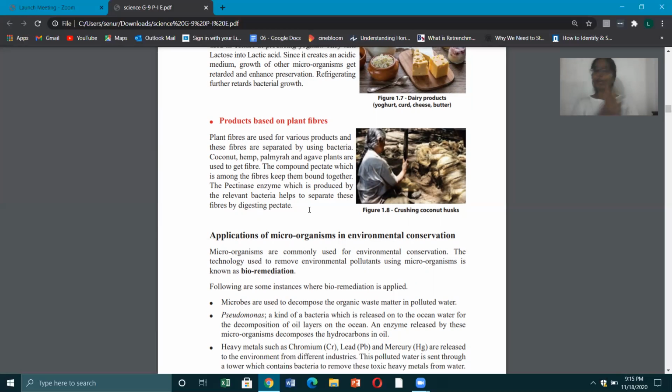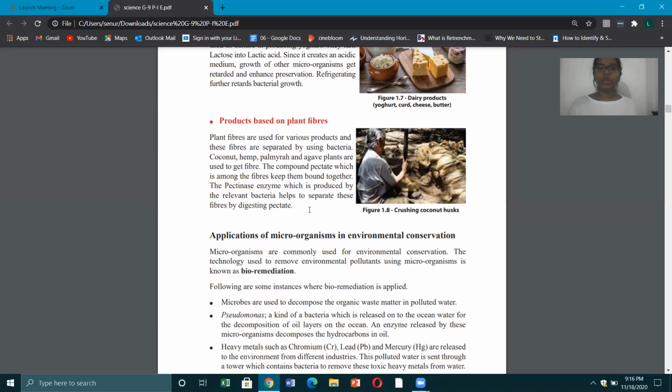Now, the fibers in plants, let's take the 5 fingers of my hand. Just imagine these are the fibers. These fibers are bound together in the plant. Why? Because of a compound called pectate. The fibers in the plant are bound together by pectate.